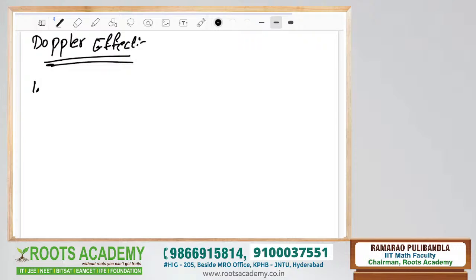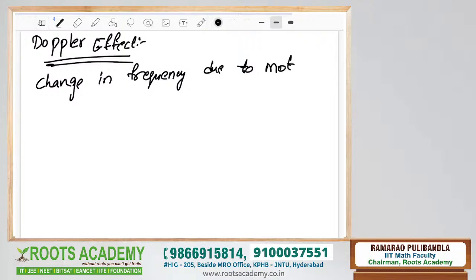So what actually does the Doppler effect mean? The apparent change in frequency due to the relative motion between the observer and the source. So if there is a change in frequency due to the motion between the observer and the source, that is said to be a Doppler effect.